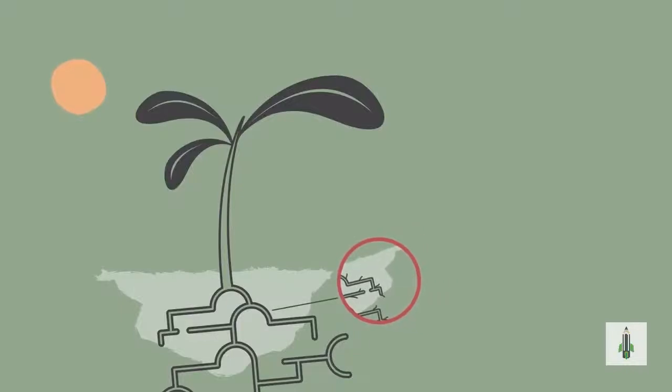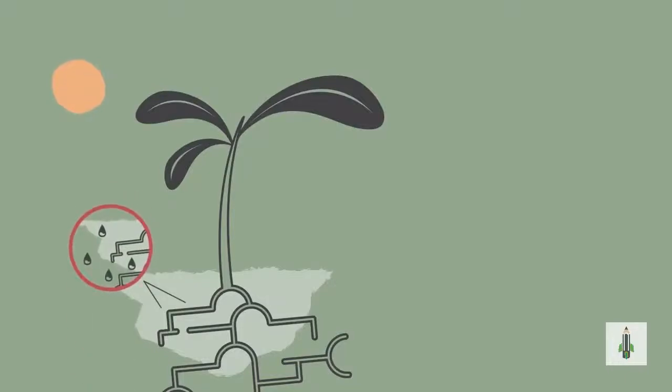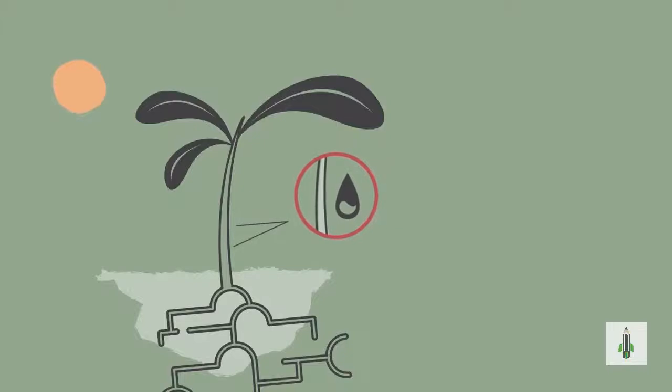Roots have root hairs, giving them a large surface area for water absorption. Water passes in from the soil by osmosis, passing down the concentration gradient and into the root hair cells' cytoplasm, and then into the xylem vessels. Water moves through the xylem vessels from the root to the stem to the leaf.